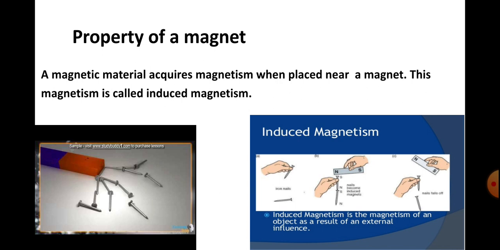A magnetic material acquires magnetism when placed near a magnet. This magnetism is called induced magnetism. In the picture, we can see how the iron nails are attracted towards the magnet. We can see one bar magnet here, and some iron nails that have magnetism around that bar, and that's why they move towards the magnet. As there is induced magnetism around the bar magnet, it attracts the nails towards itself.